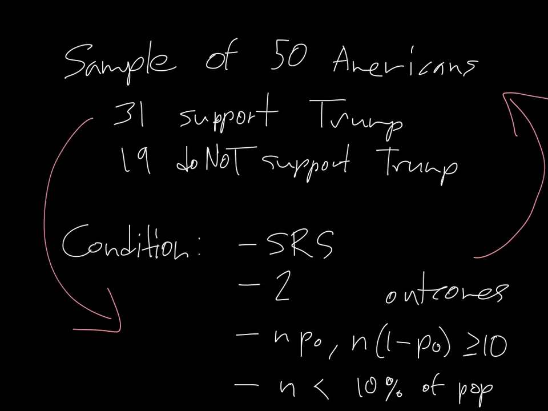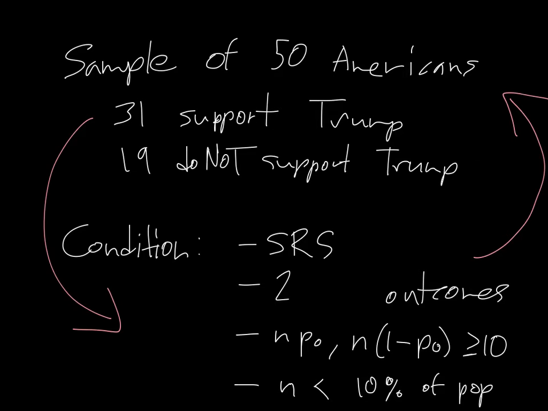Now, let's just confirm that we have some conditions that are met. Make sure that the sample we have picked, the 50 Americans, is just as likely to have been taken as any other set of 50 Americans. That's called a simple random sample, so we assume that this is a simple random sample. Now, there must only be two outcomes. In this case, there are some people who support Trump and some people who do not. So perfect. And now we have to make sure that when we multiply our sample size by the assumed proportion, that number is at least 10.